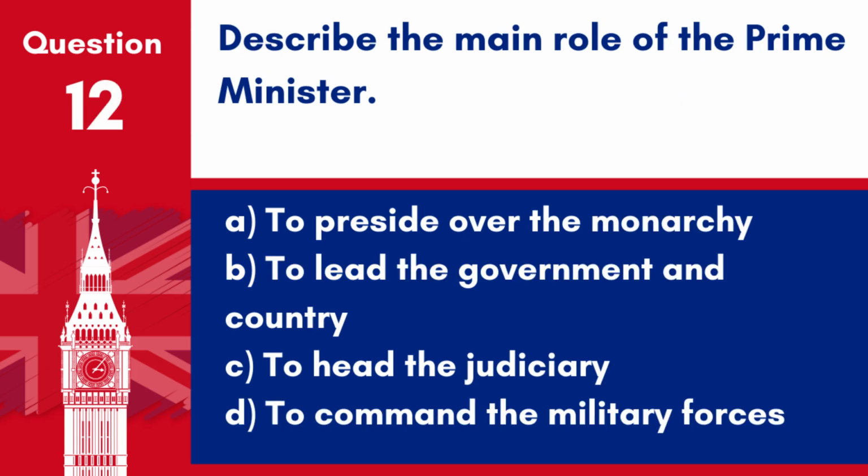Question 12. Describe the main role of the Prime Minister. A. To preside over the monarchy. B. To lead the government and country. C. To head the judiciary. D. To command the military forces. Answer. B. To lead the government and country. The Prime Minister's main role is to lead the government and the country, making decisions on policies and representing the UK both domestically and internationally.